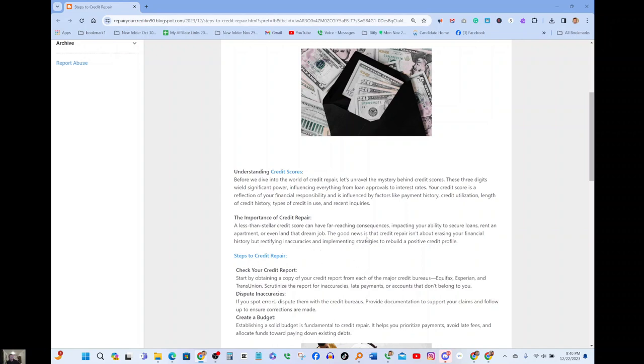The good news is that credit repair isn't about erasing your financial history, but rectifying inaccuracies and implementing strategies to rebuild a positive credit profile. Hold on a second, I'm gonna have this word read to me because I don't know how to read it. Oh, that's what happens when you're a foreigner.